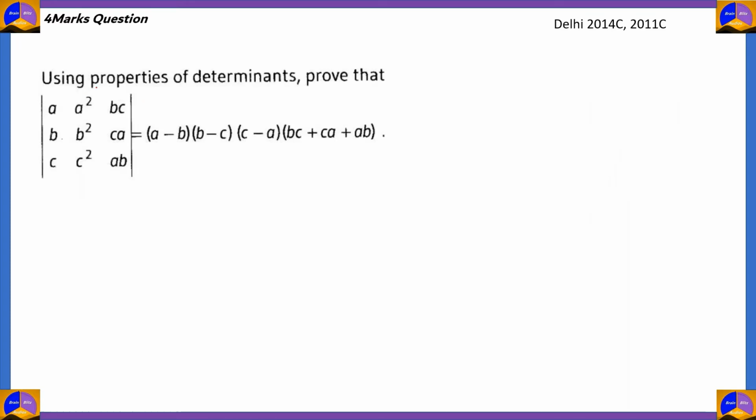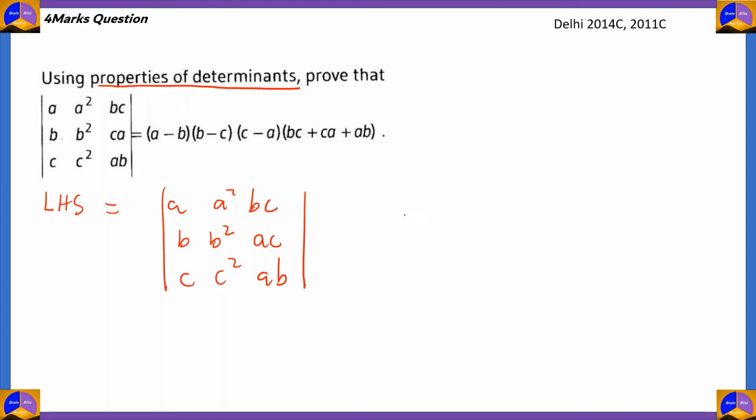Now let's look at something a bit more complicated. Using the properties of the determinants, prove that the determinant with rows A squared, BC; B squared, CA; C squared, AB will be equal to A minus B into B minus C into C minus A into BC plus CA plus AB. How do we go about this one? Let's take the LHS as A squared, BC, B squared, AC, C squared, AB.